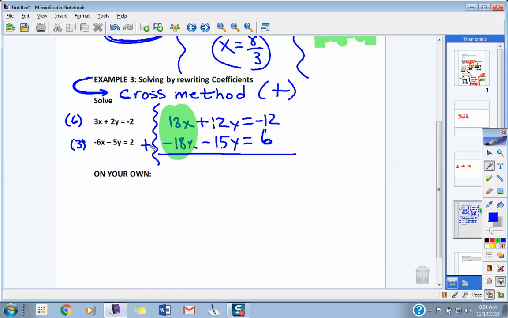Okay, how about this middle column? 12y, positive 12y plus -15y. What is that? Anybody? 12 plus -15 would be -3y, wouldn't it? And then help me out here. -12 plus 6 would be -6 right there. What's the y value? 2. Y value is 2 when you divide by -3.